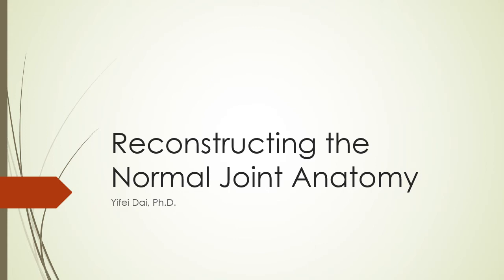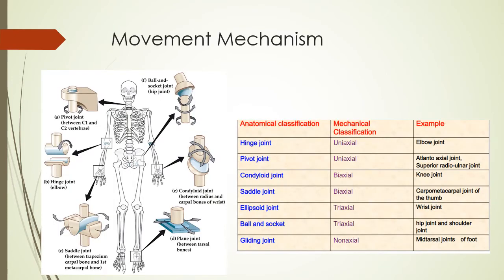Hello students, today we are going to talk about reconstructing the normal joint anatomy. In our previous talks, we have presented that every joint can be represented by a movement mechanism, if only everybody had the standard joint geometry. In reality, everybody is different. We have a lot of anatomic differences, so a simple representation of the mechanism does not answer all the questions, and anatomic restoration of each joint geometry is important for every patient.